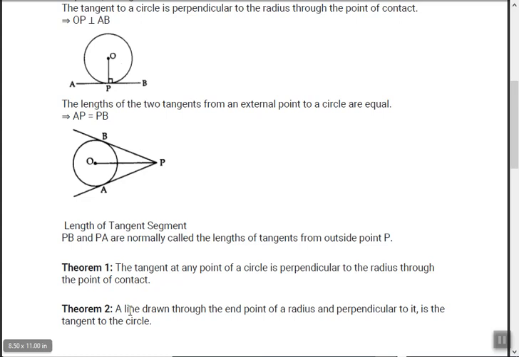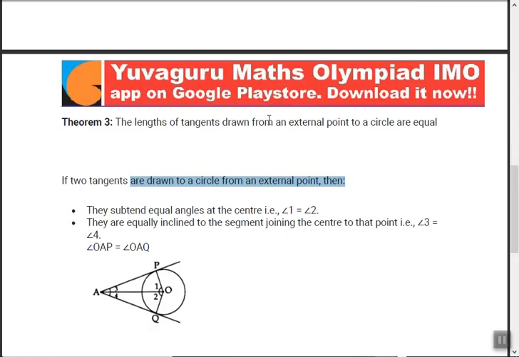Theorem 2 is also the same. A line drawn through the end point of a radius and perpendicular to it is a tangent. Basically it's the reverse of theorem number 1. Both the theorems are one and the same. Third one: the lengths of the tangents drawn from an external point to a circle are equal. We studied that earlier. This external point is A, P and Q are the 2 points on the circle, so AP equals AQ.